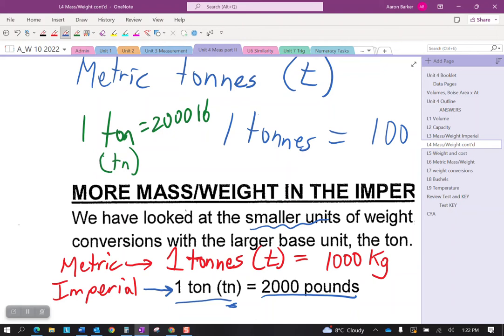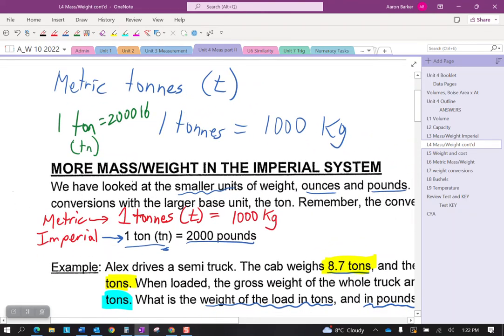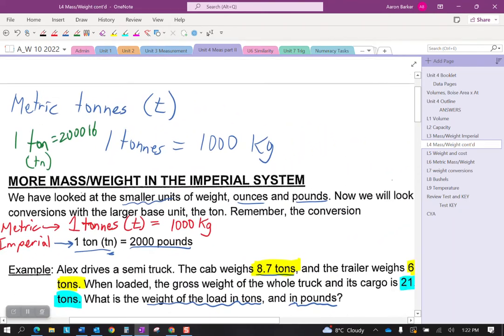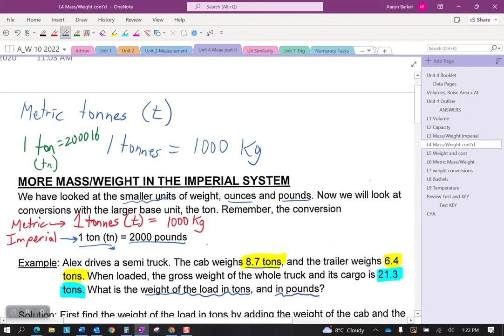So, with the imperial ton, here's a classic example. You're driving a truck. On the truck, the cab or the semi-truck, the part that makes the trailer move or pulls the trailer, often they call it a tractor trailer. It's like a tractor, kind of weird, I know. It's 8.7 tons, very heavy. And you know that because the company has to tell you that by law.